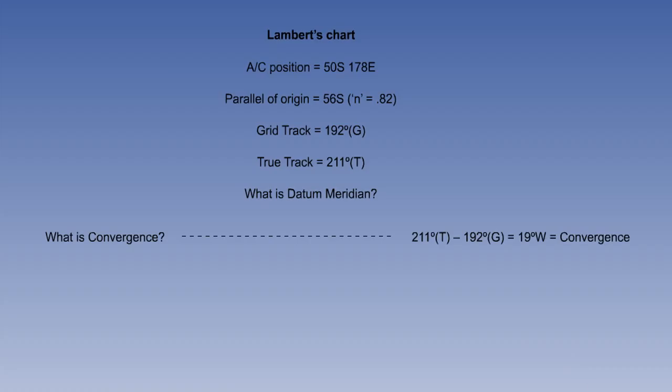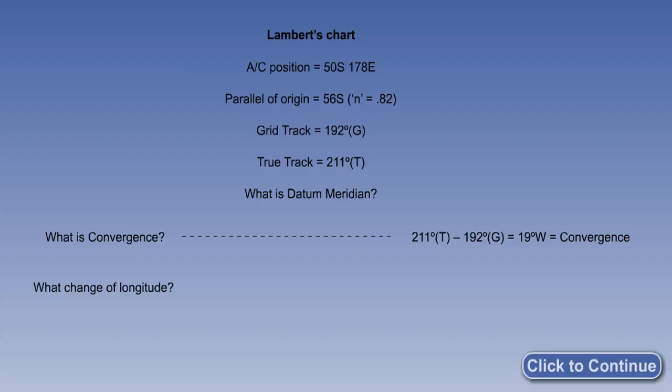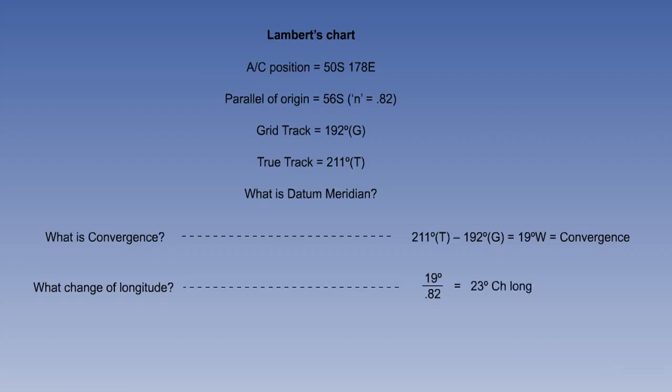It's the difference between grid and true track. In this case, it is 19 degrees, and it must be west, because true is the bigger number. What change of longitude does this represent? The change of longitude, multiplied by 0.82, gives us 19 degrees. Divide 19 by 0.82 to get 23 degrees longitude change. Which way?